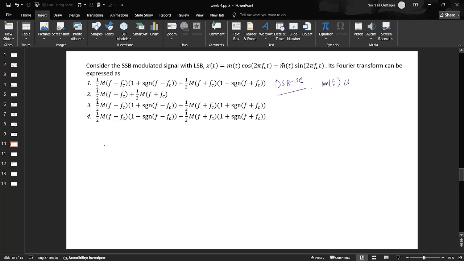m(t) times cos 2 pi fc t. I am just ignoring the amplitude part Ac because that's constant, so you can safely ignore that. And let us consider this Fourier transform to be M(f), which, if I plan to draw the spectra here, looks something like this. This is fm, this is minus fm. So if we talk about one-sided bandwidth, it's fm.